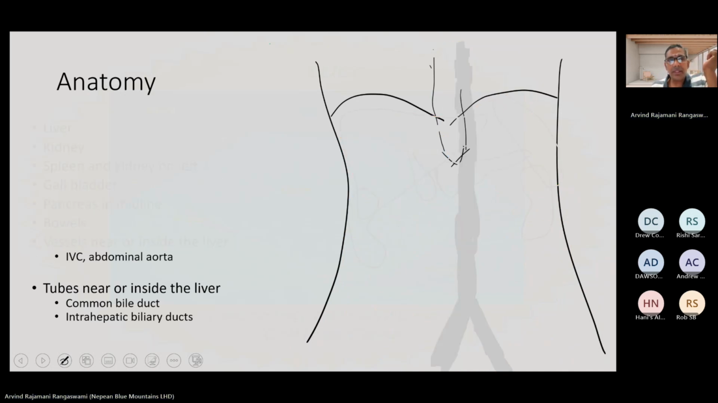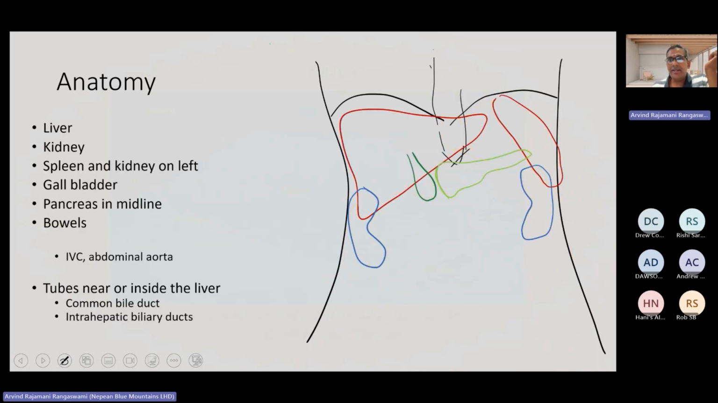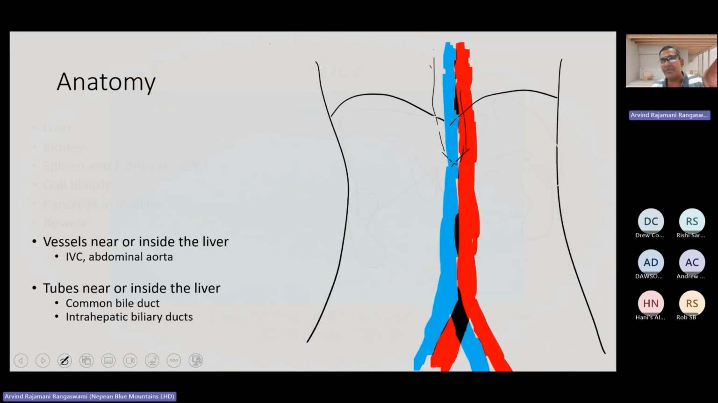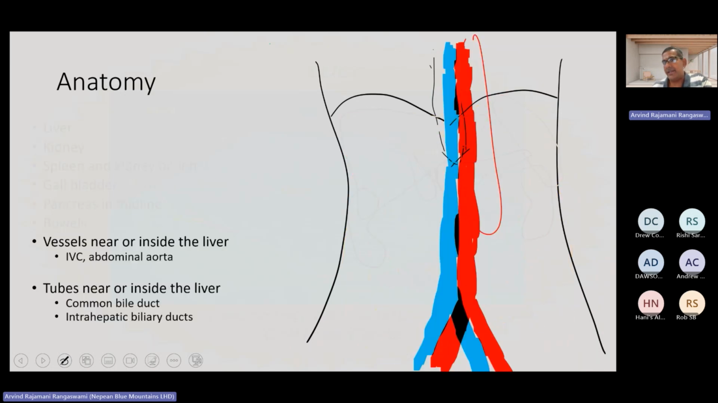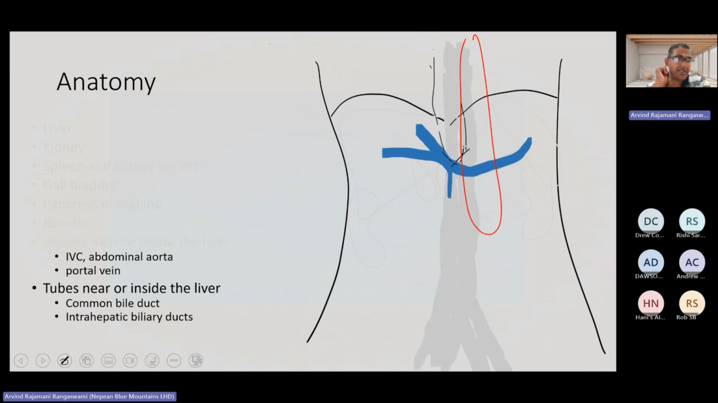Now, the other things you have. This is the basic architecture. Once you remove the bowels from the equation, then you have the big blood vessels. The aorta is on the left side, so the aorta is here, and the IVC is on the right side. These are two longitudinal, straight tubes or cylinders going from the heart all the way down to where they bifurcate into the iliac arteries and veins.